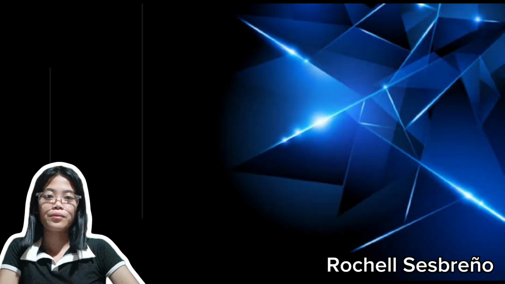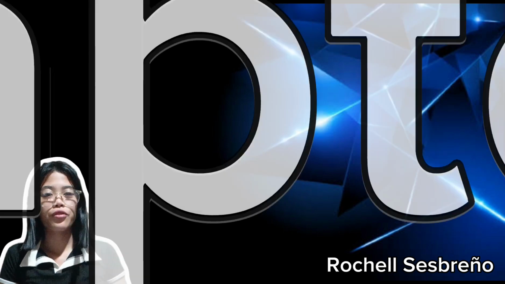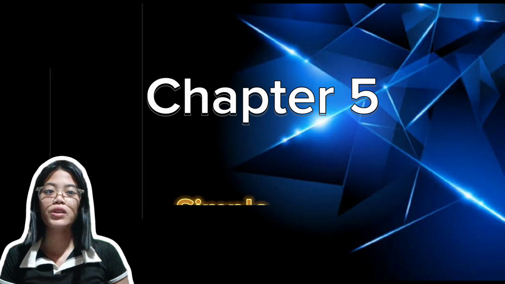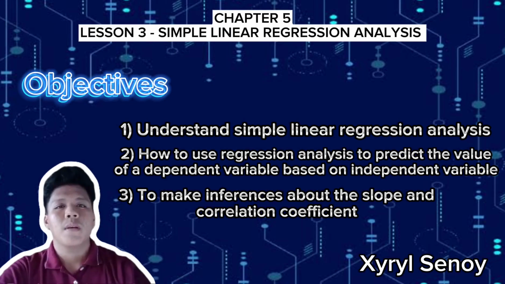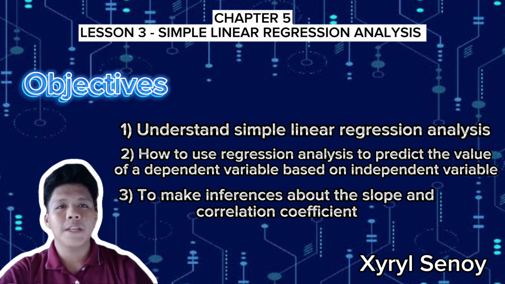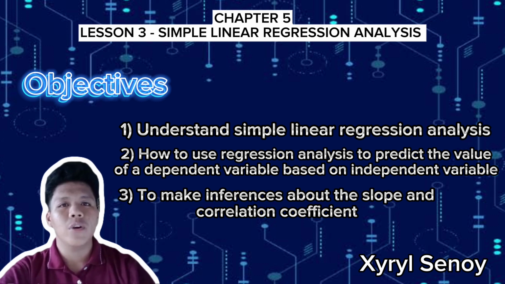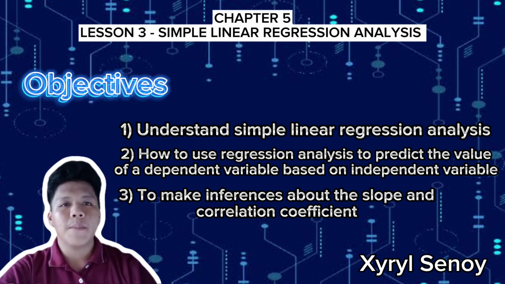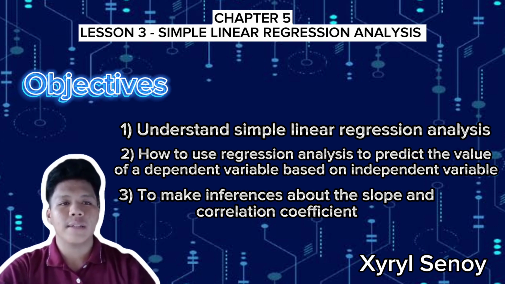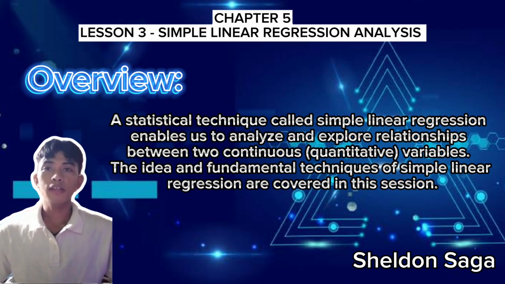Hi guys, welcome. So our topic for today is chapter 5, lesson 3, which is the simple linear regression analysis. Objectives: understand simple linear regression analysis; how to use regression analysis to predict the value of a dependent variable based on an independent variable; and to make inference about the slope and correlation coefficient. A statistical technique called simple linear regression enables us to analyze and explore relationships between two continuous quantitative variables. The idea and the fundamental techniques of simple linear regression are covered in this session.